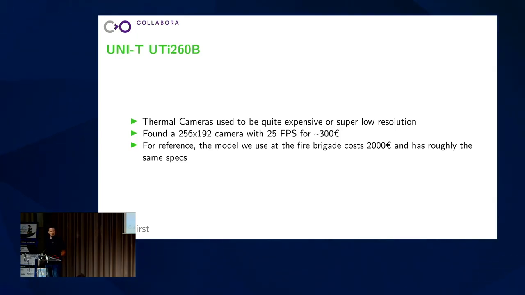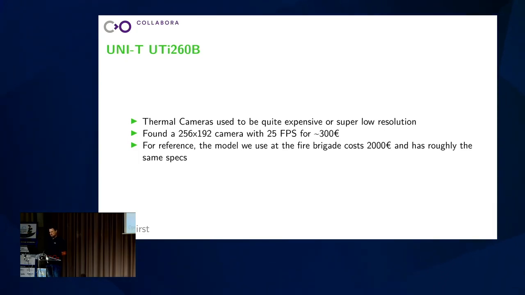So how does it really matter? The problem is those cameras used to be really expensive. There's effectively one really well-known vendor of those sensors named FLIR, and their sensors are really expensive. They're usually only used by manufacturers who are also known to be rather expensive. For example, the camera that we're using at the fire brigade is about 2,000 euros. So not that nice for a hobbyist.